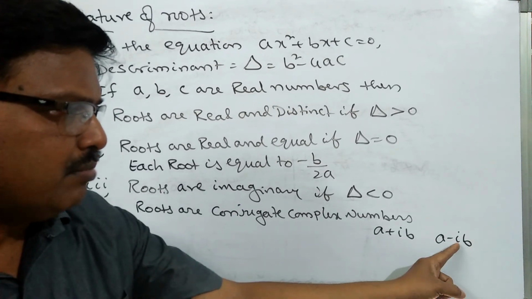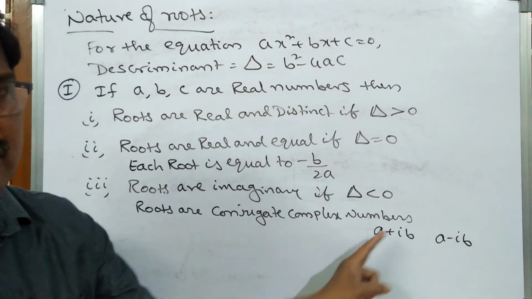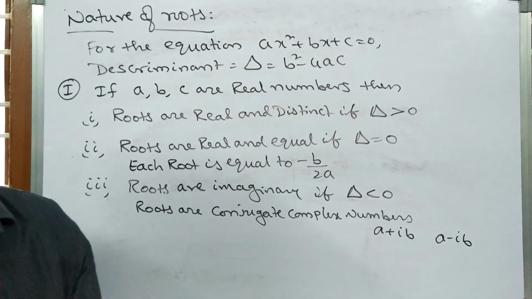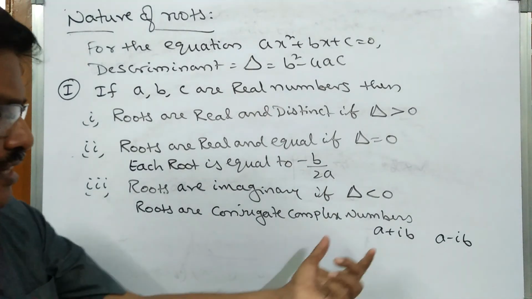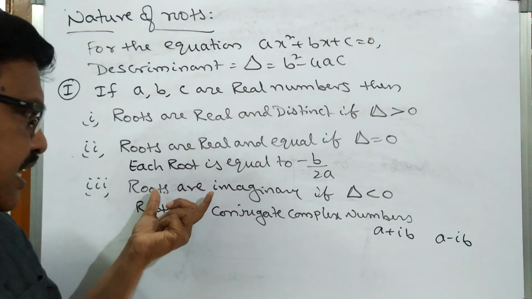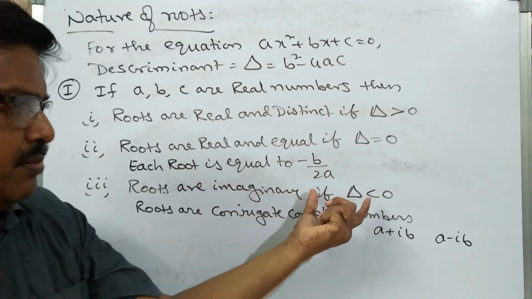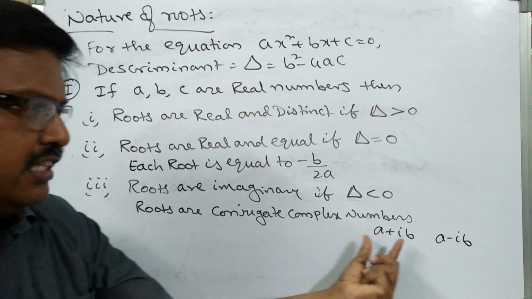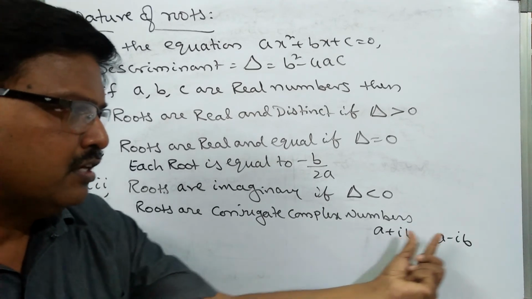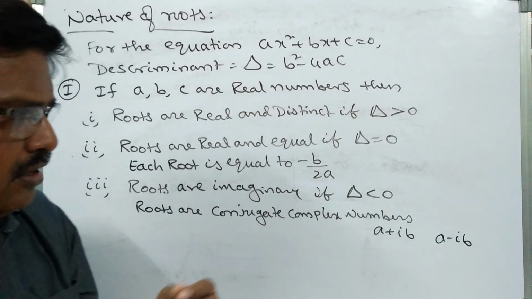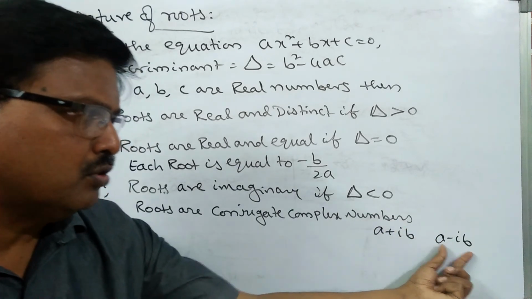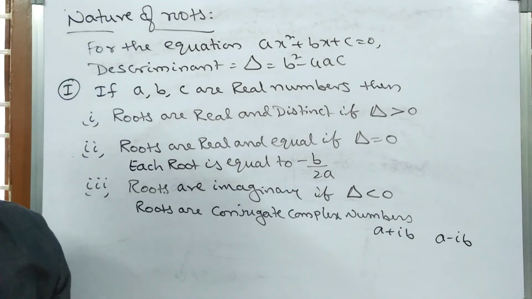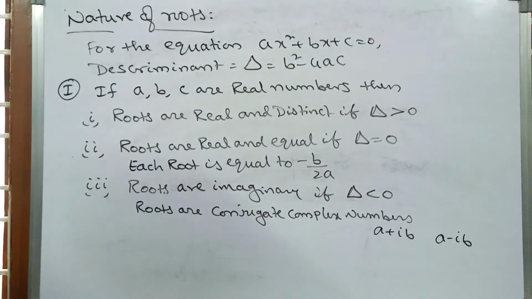Suppose if you find the sum of these two, plus ib and minus ib get cancelled, you are going to get 2a. 2a means it's real. So that is the reason whenever the roots are imaginary, that means if delta is less than 0, then we are going to get the roots as conjugate complex numbers. That means if a plus ib is one root, a minus ib is also another root. If a minus ib is a root, then a plus ib is also another root. So note this.